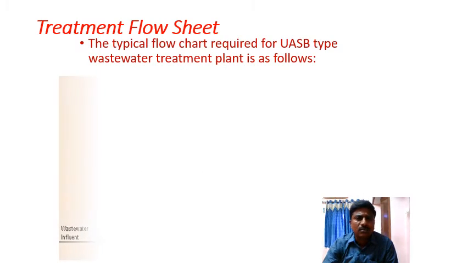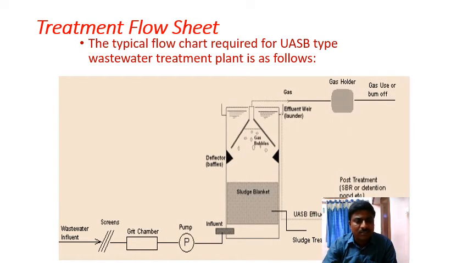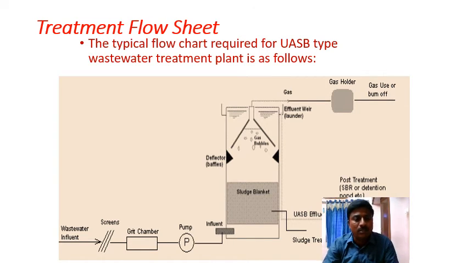Next, we have the treatment flow diagram with the UASB reactor. Definitely we need a screen chamber or bar screen to remove floatable debris. Then we need a grit chamber to remove the grit particles. After that, it's secondary treatment, so we have the UASB reactor. After the UASB reactor process, we may introduce a technology like a sequencing batch reactor or a waste stabilization pond, and then we can dispose of the water to the water bodies.